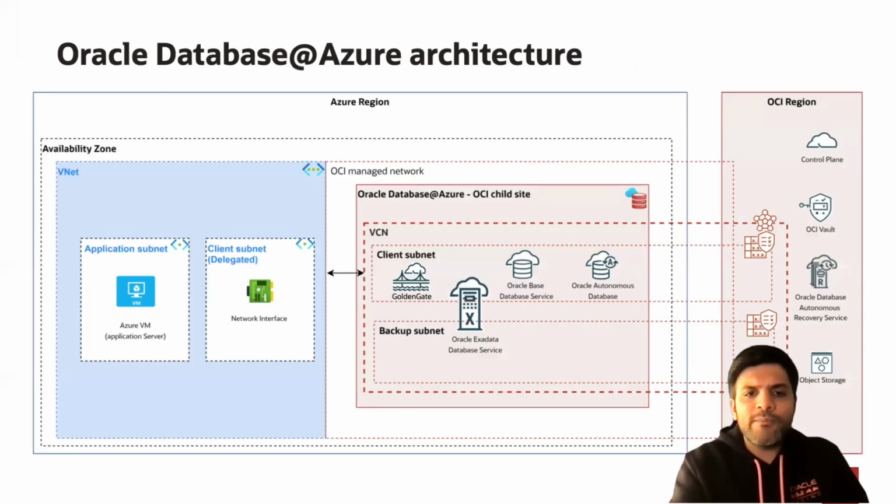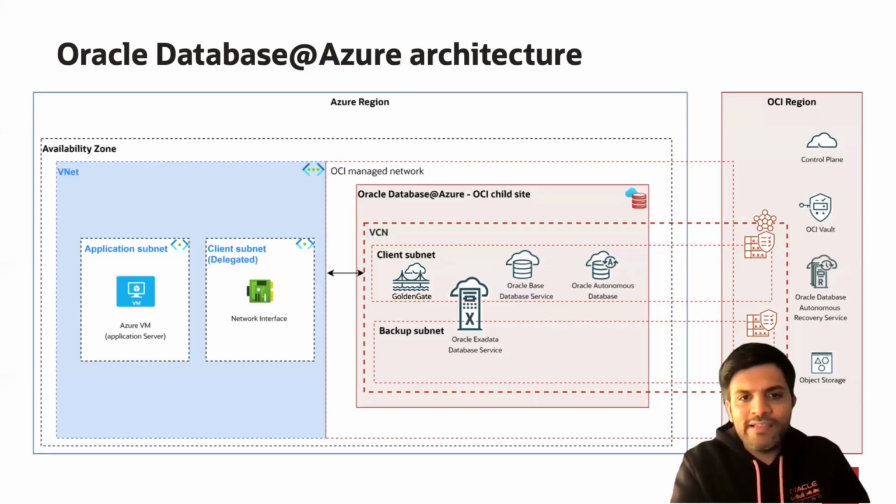The following diagram shows the reference architecture for Oracle Database at Azure. Let me break this down in plain language. Azure region is where your application tier lives. We have an Azure VNet with two subnets. Application subnet is where your app servers and VMs run. Client delegated subnet is a dedicated subnet for Oracle Database at Azure components.